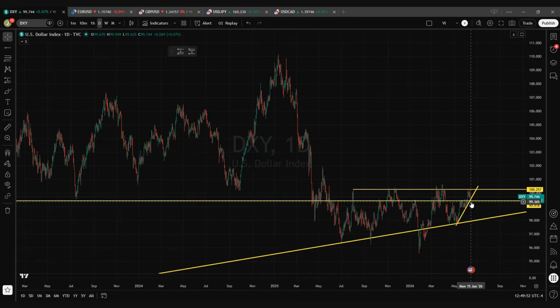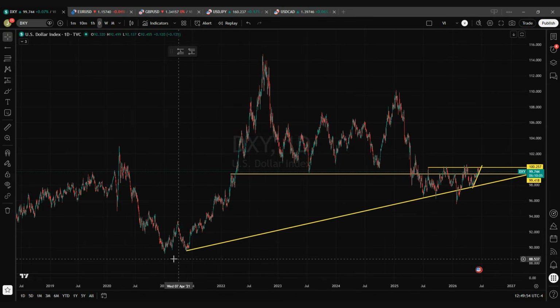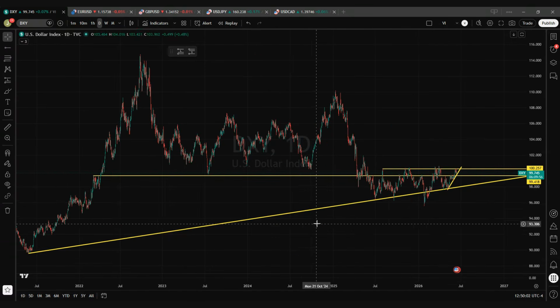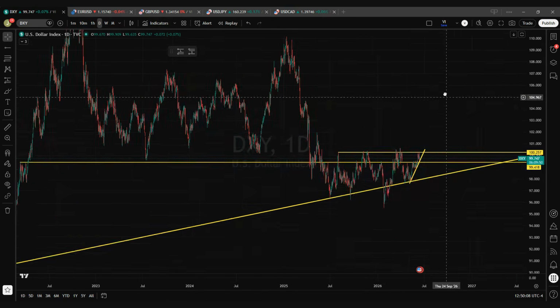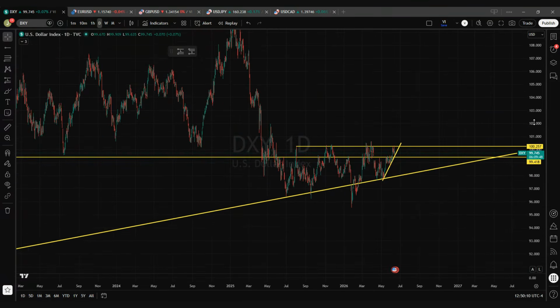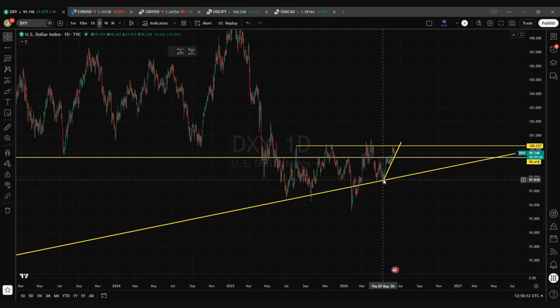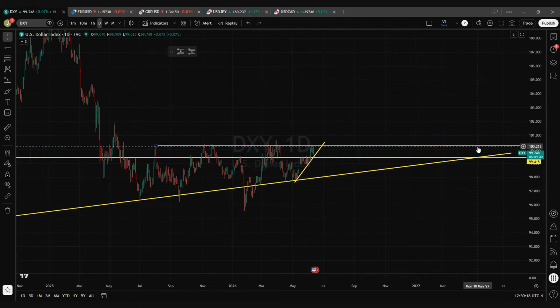If this support line does fail, I see this long-term upsloping trend line from May 2021, connecting this pivot low here, with price action all the way through. So long-term, this should keep price above the $98. All right, that's for the DXY.